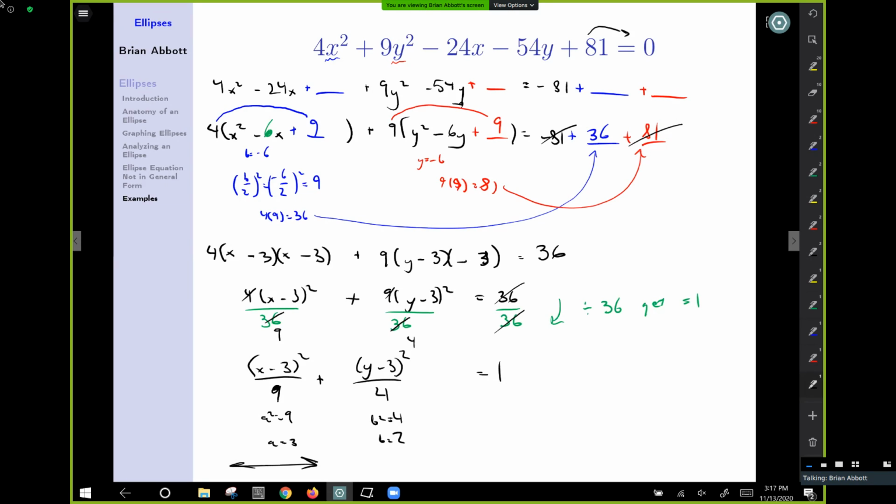And we can also directly identify the center because we have it in the correct format. So it's at 3, 3. And be careful of your signs there. It's x minus h. So x minus h compared to x minus 3, h is 3.